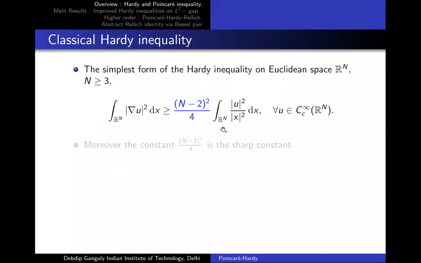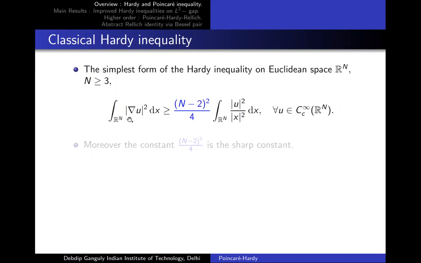So let us start with the classical Hardy inequality. Let us take the simplest form, in R^n, Euclidean space. The integral of the gradient of u squared is greater than or equal to (n minus 2) squared over 4 times the integral of u squared over |x| squared. Why is it important? Because of the singularity at the origin, 1 over |x| squared is a singular function. It blows up, but it is very nice. It can be bounded with a gradient.